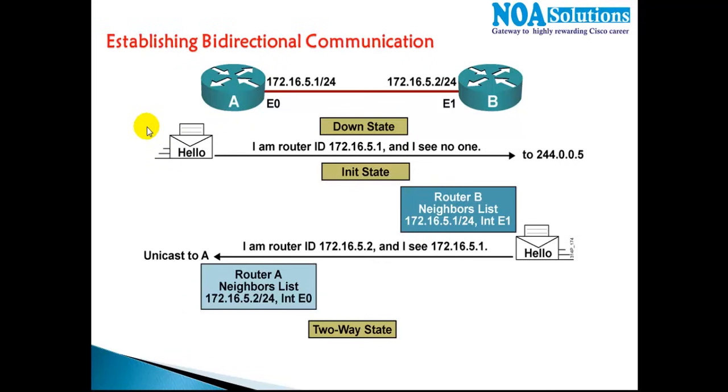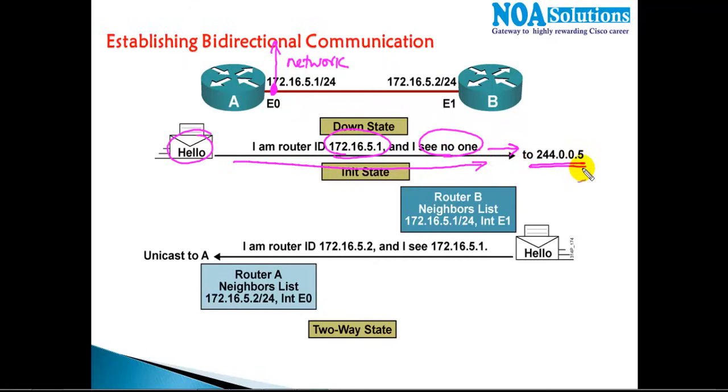But once we advertise the interfaces by using the network command, just like we do in our normal RIP or EIGRP protocols, it's going to send a hello message on that particular interface, saying that I'm 172.16.5.1 and I don't see anyone. This message is sent on the multicast address 224.0.0.5. This is the multicast address where all the OSPF routers listen, and they identify the neighbors based on that address.